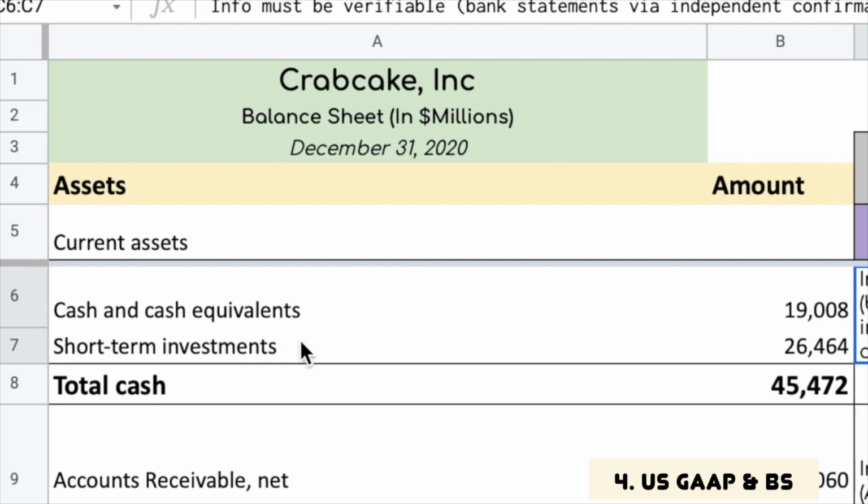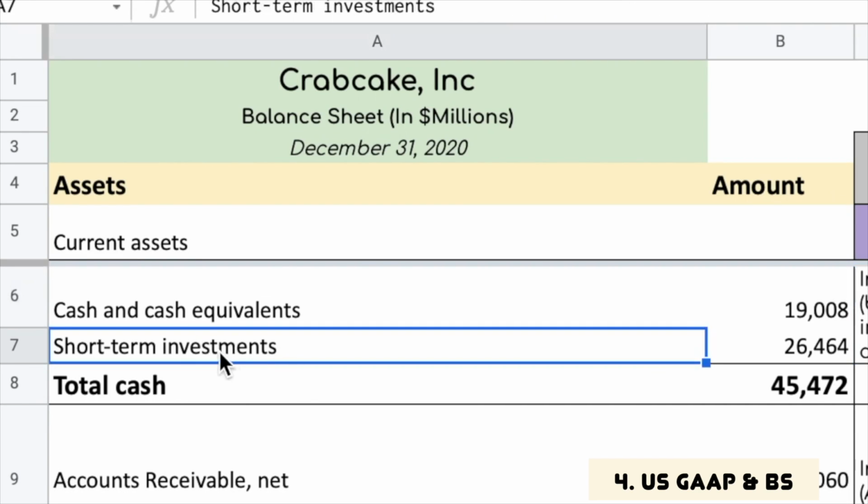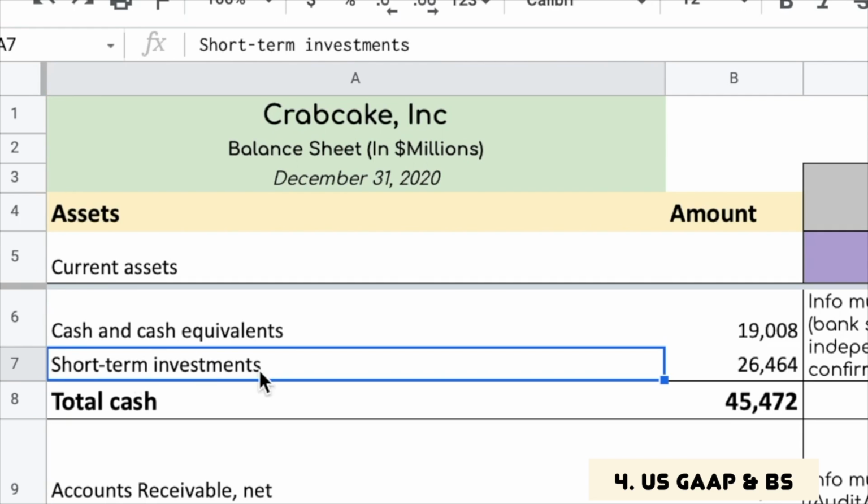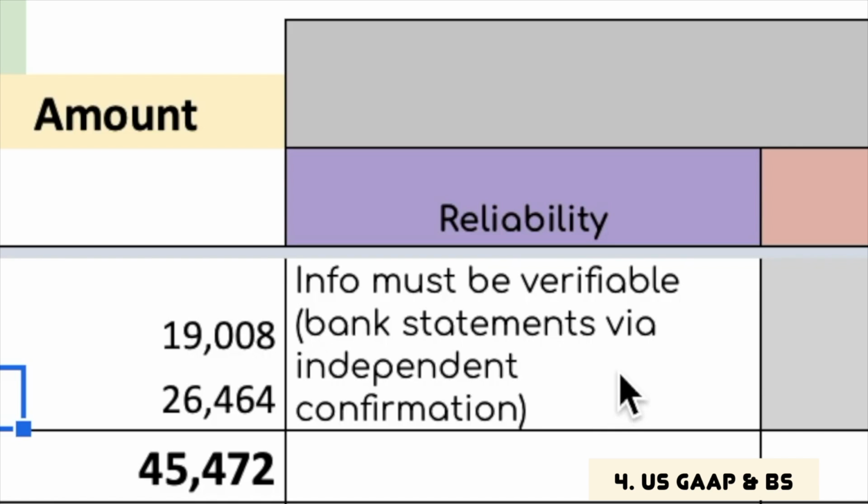And the same thing goes for short-term investments. Short-term investments are things like money market accounts and certificates of deposit. Typically, these are short-term investments, meaning they can be converted into cash within 12 months. That's why we can include them here in current assets. For short-term investments, the same way for reliability, I need to be able to confirm this independently with a bank. And so this is the reliability US GAAP principle.